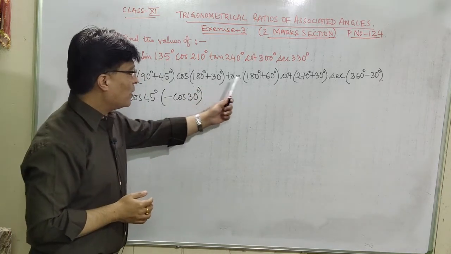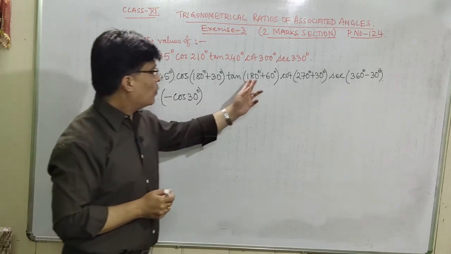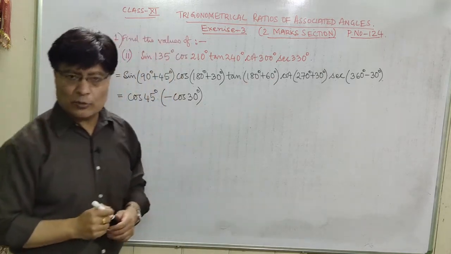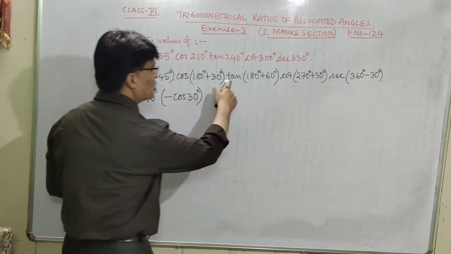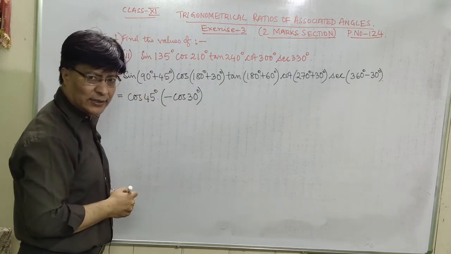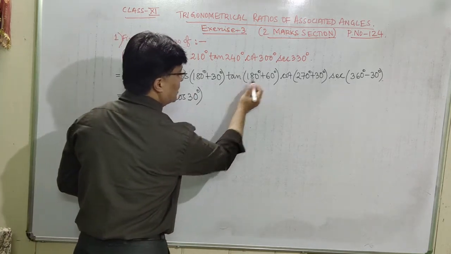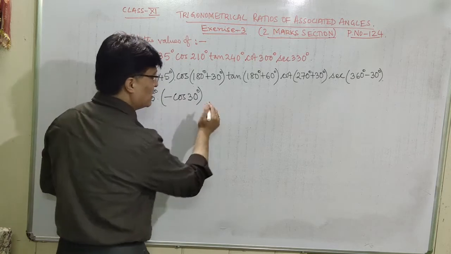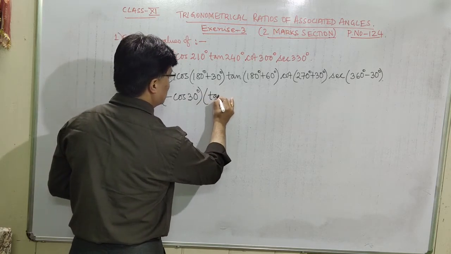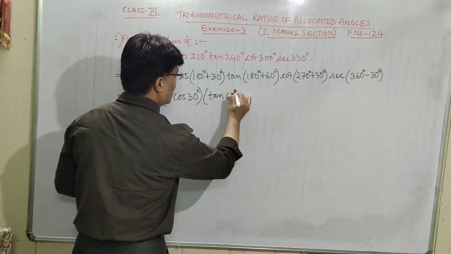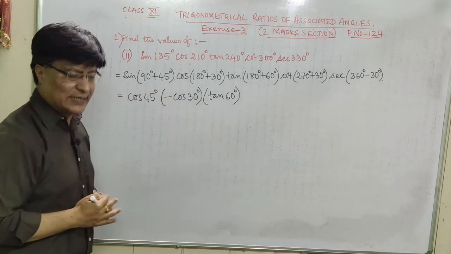Similarly, what is tan 180 plus 60 degree? 180 plus 60 degree lies in the third quadrant. In the third quadrant, tan is always positive. You know that. And 180 is an even multiple of 90, so tan remains as it is. So it is tan 60 degree.